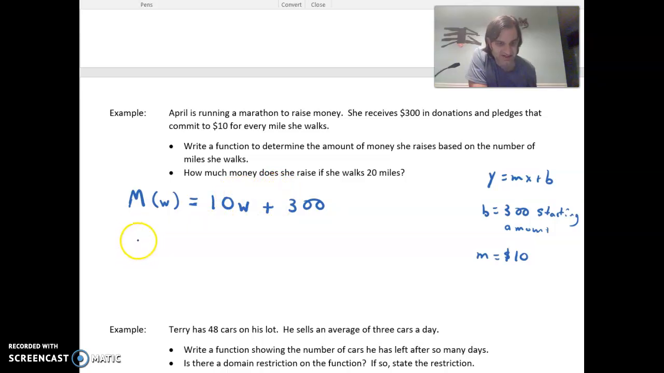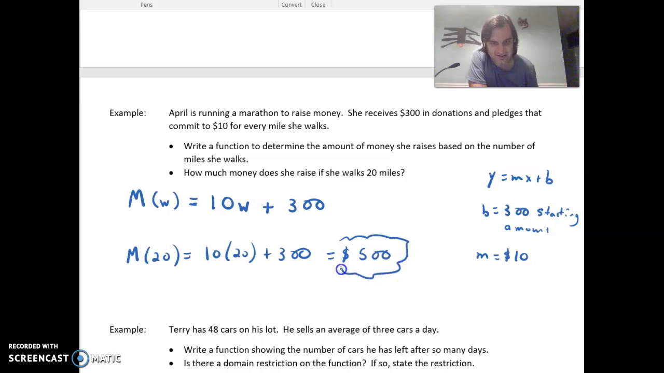And then when we try and do the second part, what if she walks 20 miles? We'll plug that in. 10 times 20 plus 300. So that will be 200 plus 300 will equal $500. And that's how much money she would raise in total. Okay. So it was $10 per mile. So what that means is it's increasing by $10 every time she walks an additional mile.